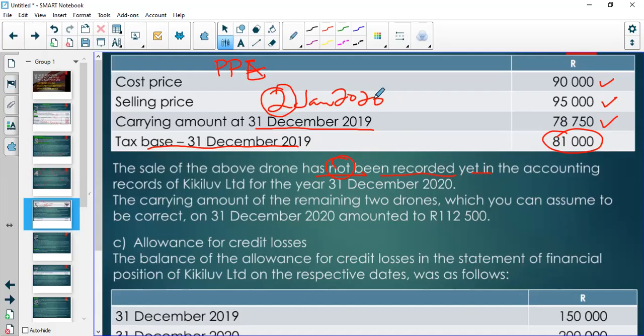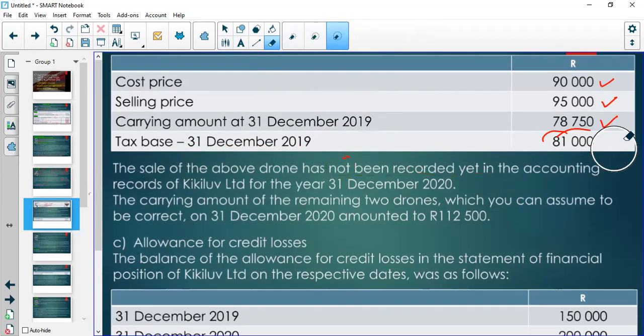The first thing that you need to pay attention to, especially if that has not been recorded. So we need to check first if it has been recorded correctly or not. And so these are the areas that we need to pay attention to. The first thing is the selling price. Is it above the cost price?